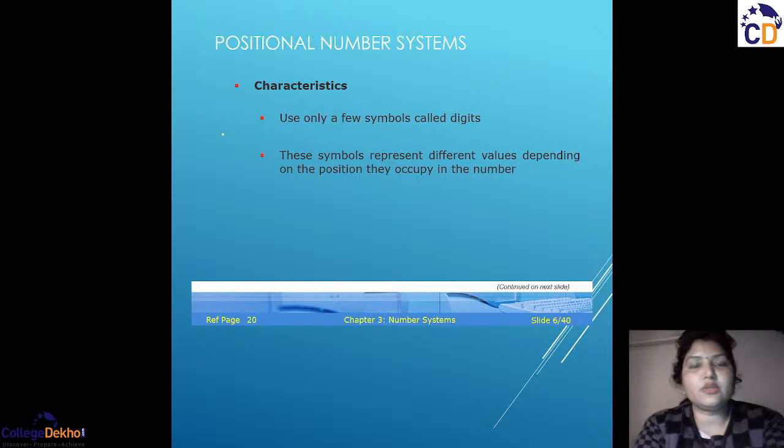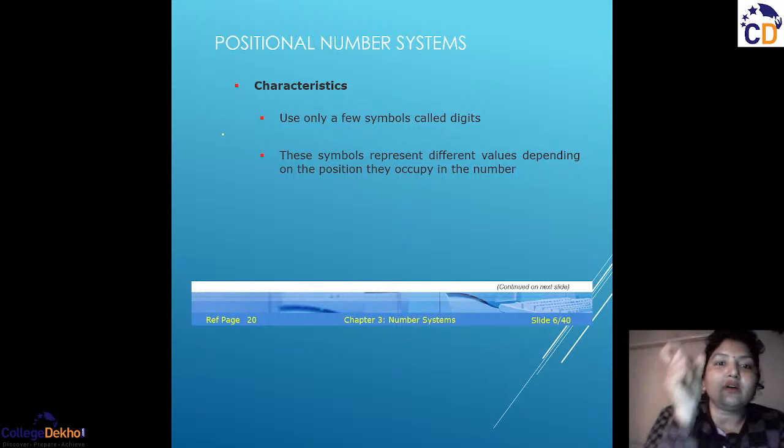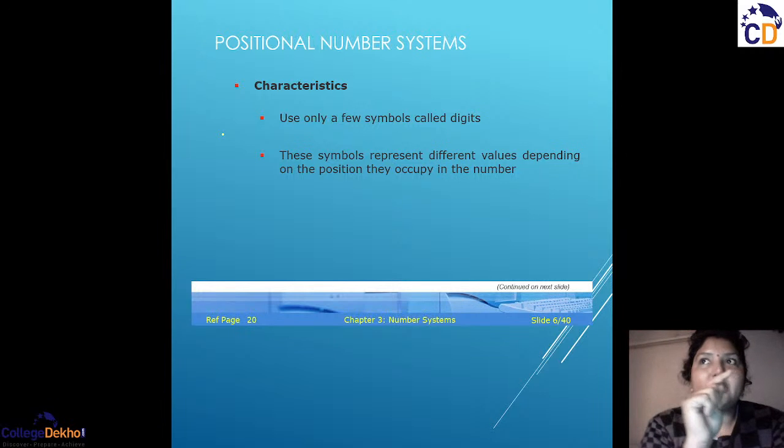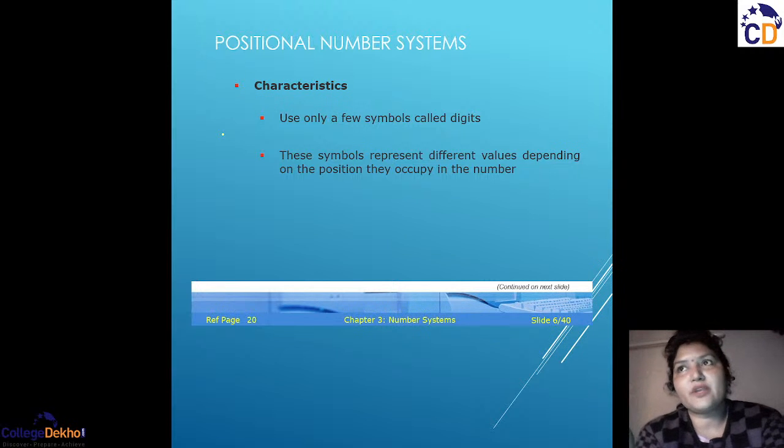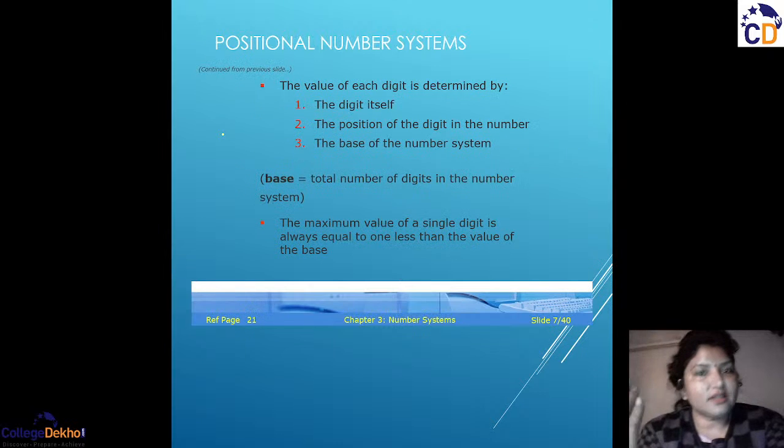So in that case, we can have a positional number system, right? It uses only a few symbols called digits. These symbols represent different values depending on the position they occupy in the number. Based on the position they occupy in the particular number, that digit needs to be multiplied, like if you are having base 2, base 10, base octal, or some other base. So this is how it is calculated.